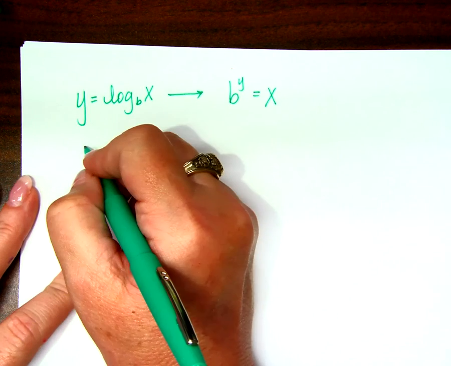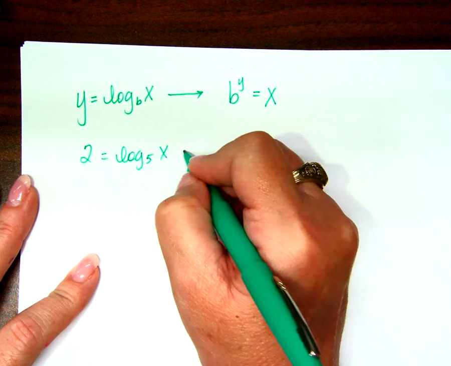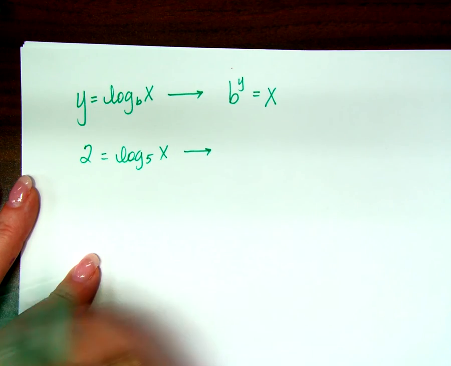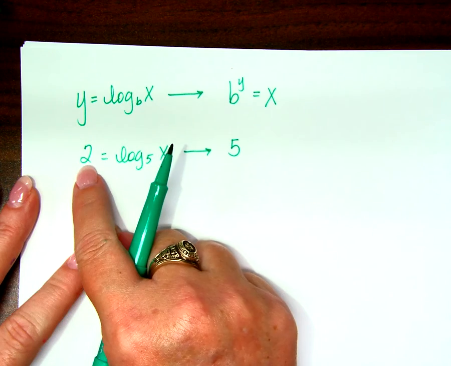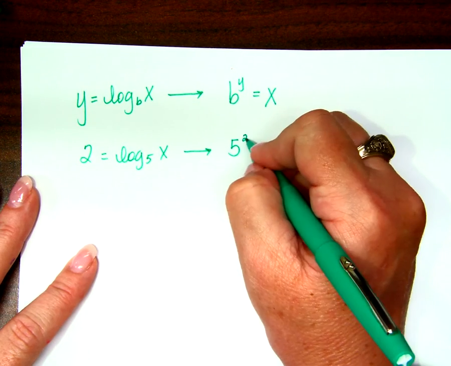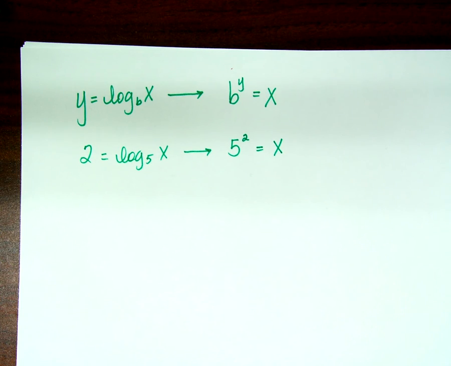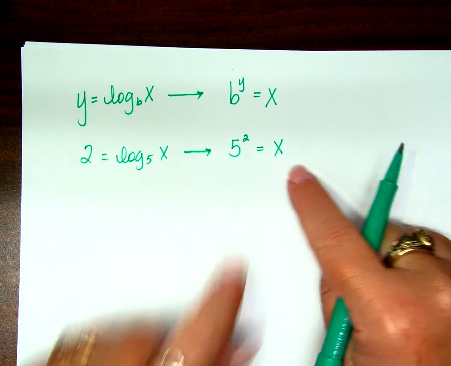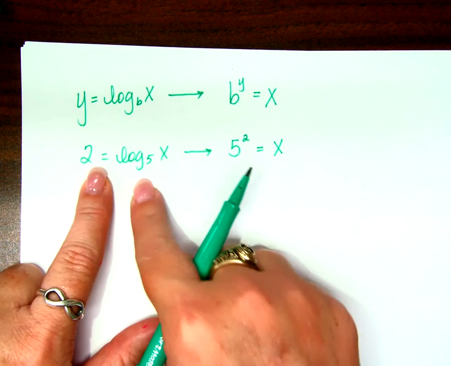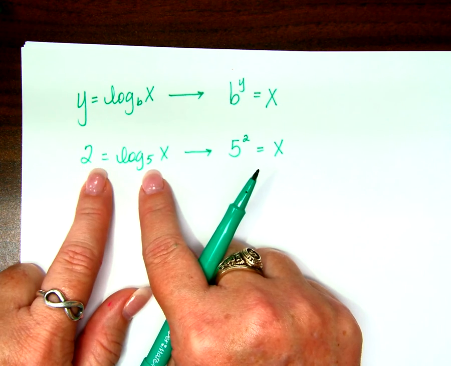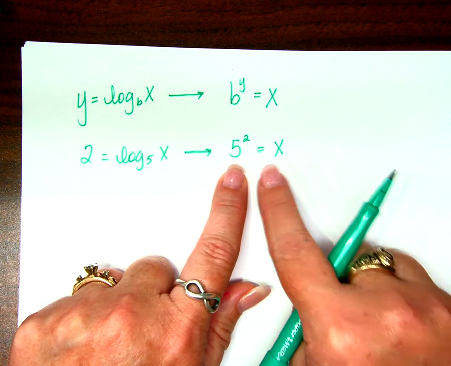Okay? So if I say 2 equals log base 5 of x, can you write it in exponential form? Well, the base of the log is the base of the exponent. The answer to the logarithm is the exponent, and then the argument is the answer. Now, we're not there yet, but this is something we could easily solve. If they gave it to us in this form, it's not as easy to solve, but if I write it in exponential form, I know the answer automatically is 25, because I know what 5 squared is.